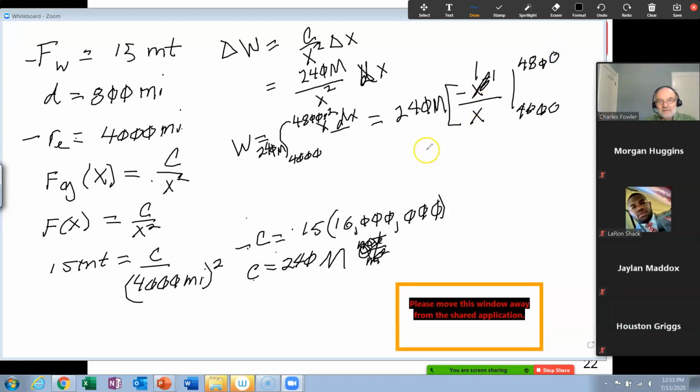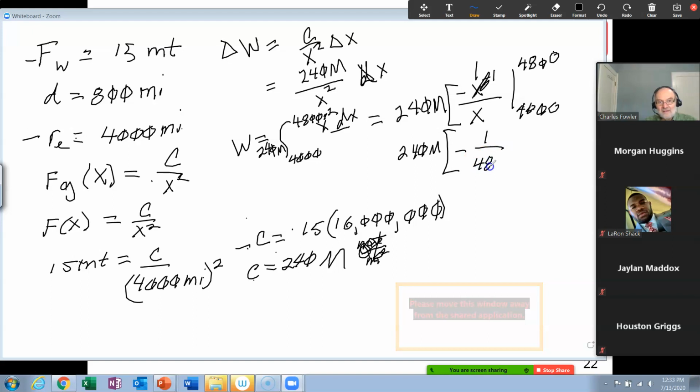Okay, so that would be 240 million, again I'll abbreviate for now, times minus 1 over 4,800 plus, normally it would be a minus, but because of the minus there it makes it a plus, 1 over 4,000.